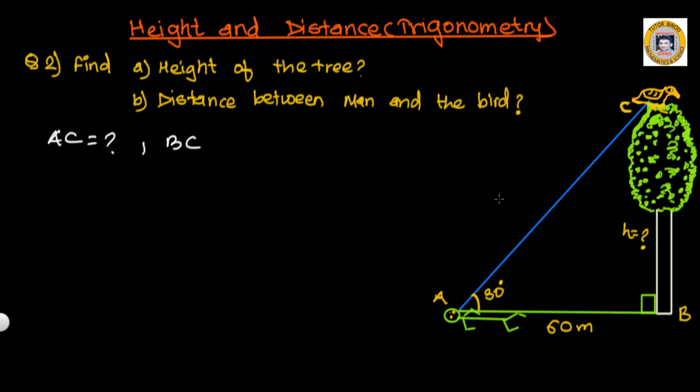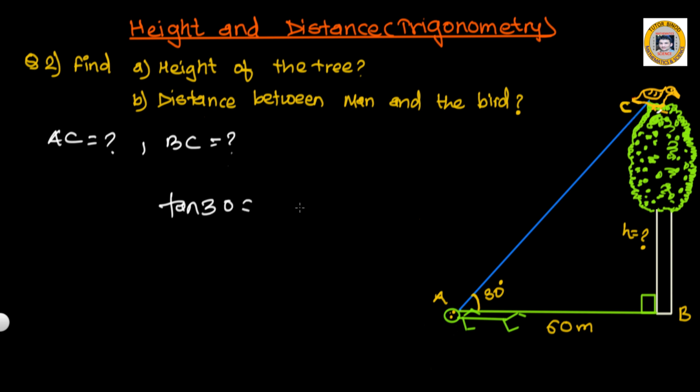Now let us do this problem. Find height of the tree and distance between the man and the bird. The given is angle of elevation, which is 30 degree, and the base or adjacent, the distance between the man and the tree is given, which is 60 meters. Let us first find the height of the tree, which is relatively easier because we can use tangent of 30 degree equals to perpendicular over base.